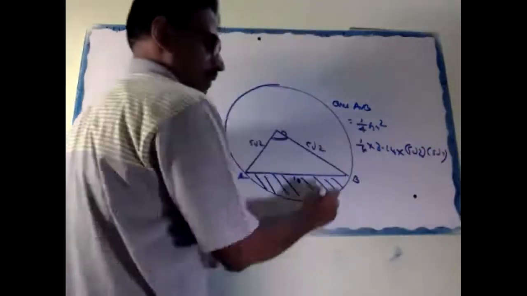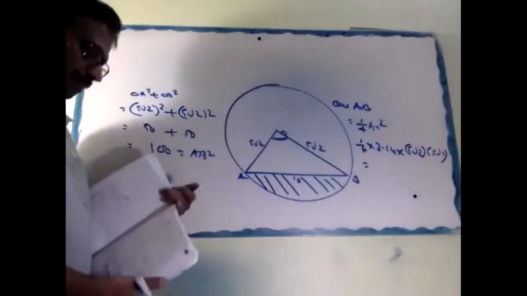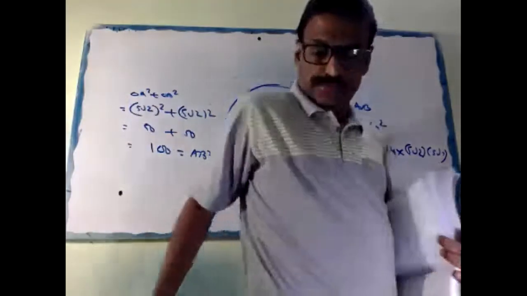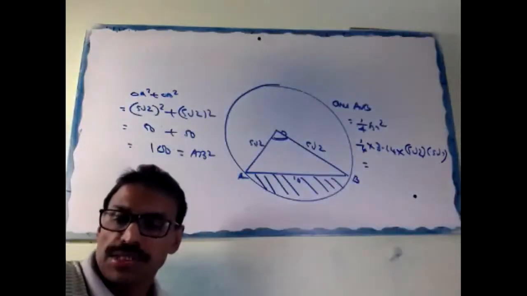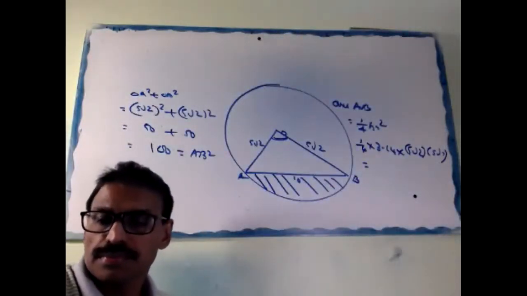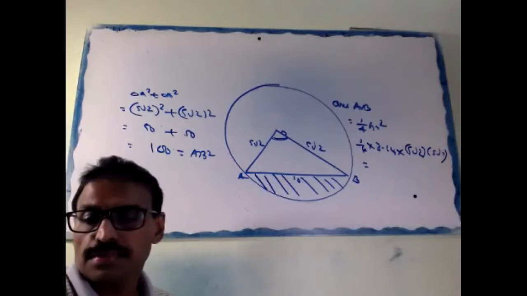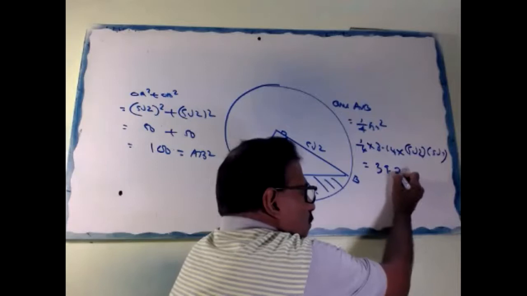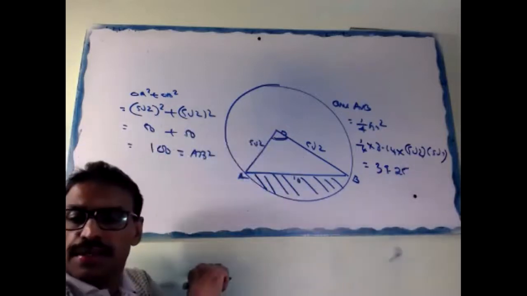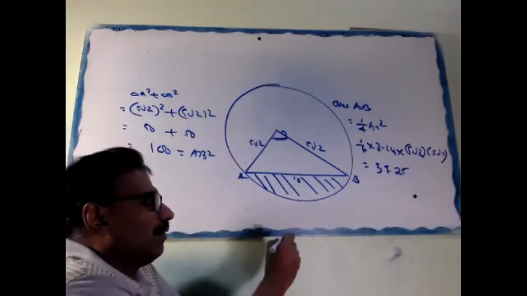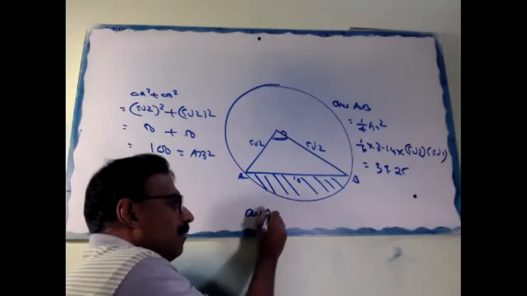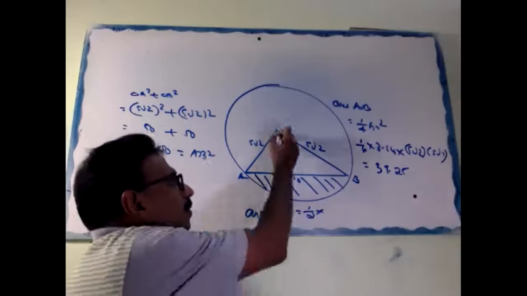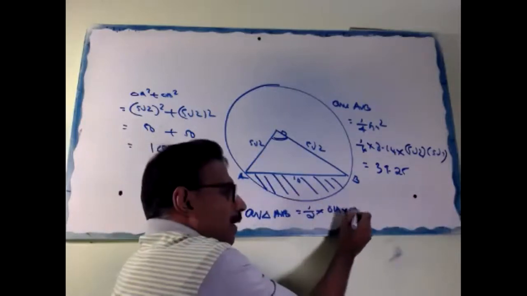How much did you get? This one, 39.25. Okay, 39.25. Then you find area of triangle AOB. Area of triangle AOB is half into OA into OB.